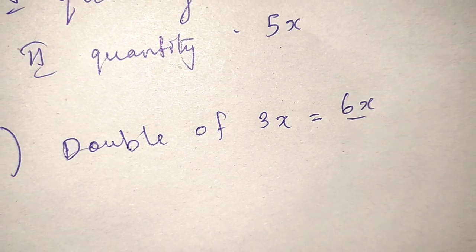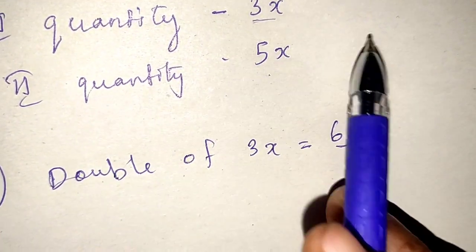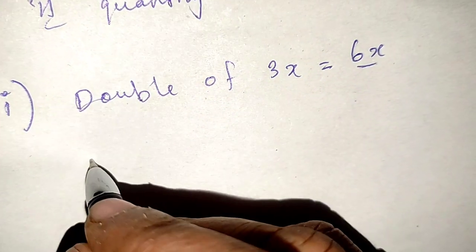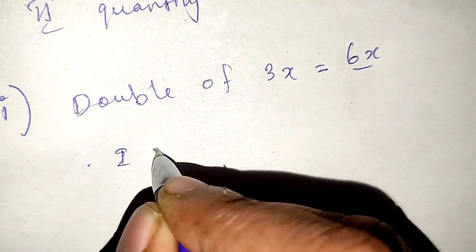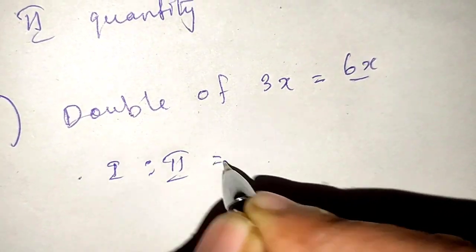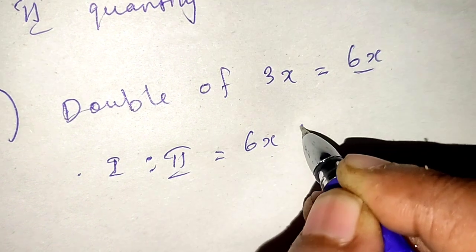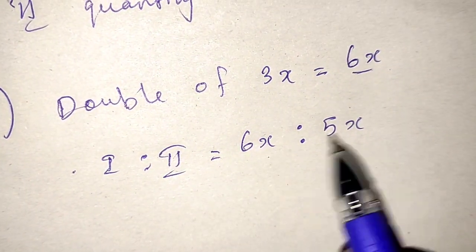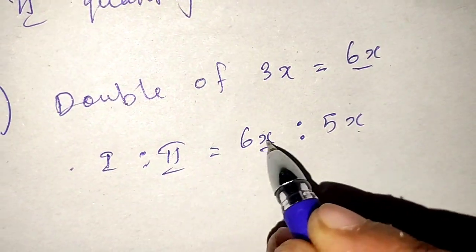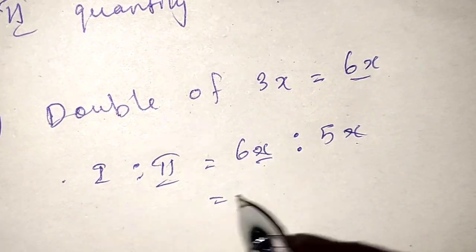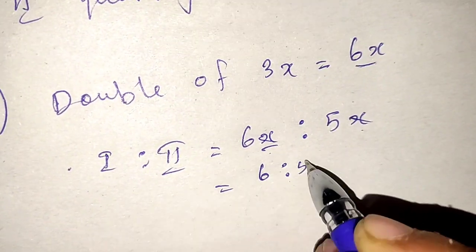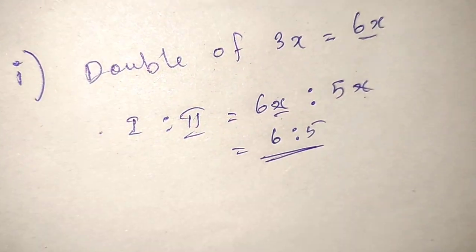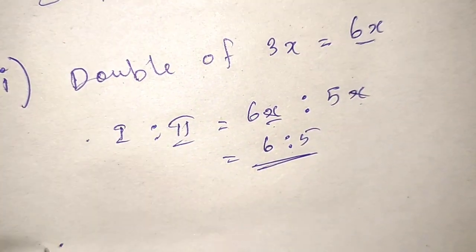Now what is the ratio? There is no change in the second quantity. So now the ratio, first one to second one, is 6x is to 5x. Here we can see that x is common, so let us cancel that x. Then the ratio is 6:5. That is the answer of the first one.